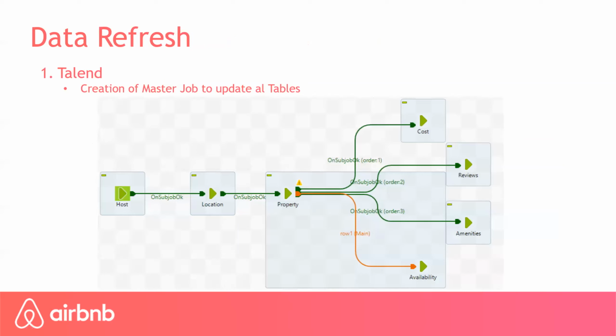Moving on, now we are done with the data ingestion. Now we need to move to data refresh. In order to initiate the data refresh, we had to go ahead and create a master job first. So this is how a master job looks. If we run this master job, it will load and update all the tables that we have in our database. Some dependency was there, just like I mentioned before. Property table is dependent on host and location table, so it had to be run in a sequence.